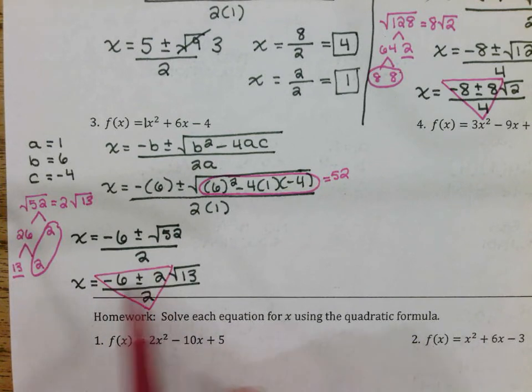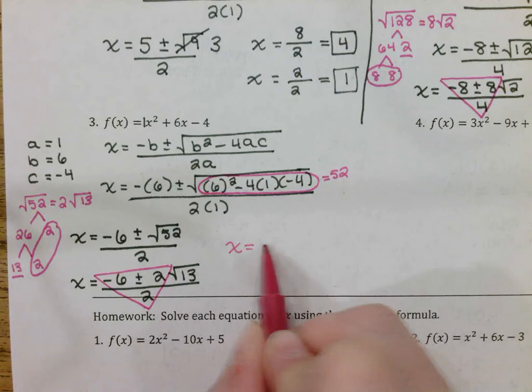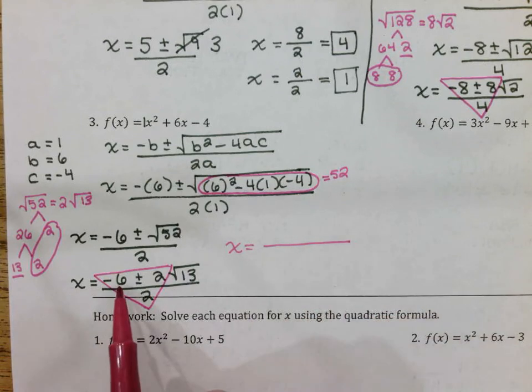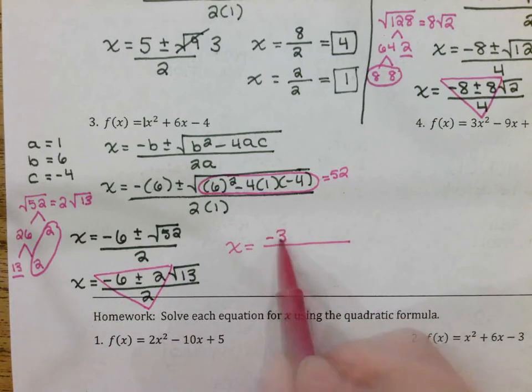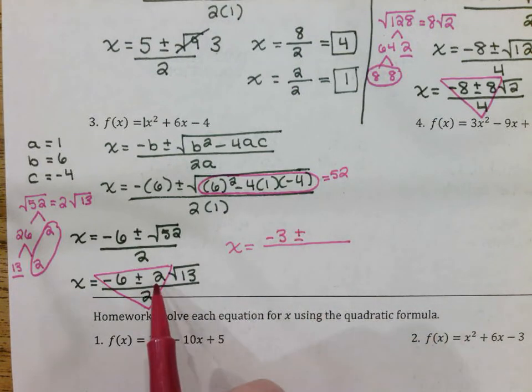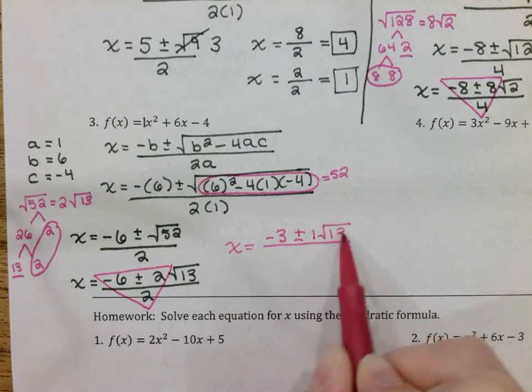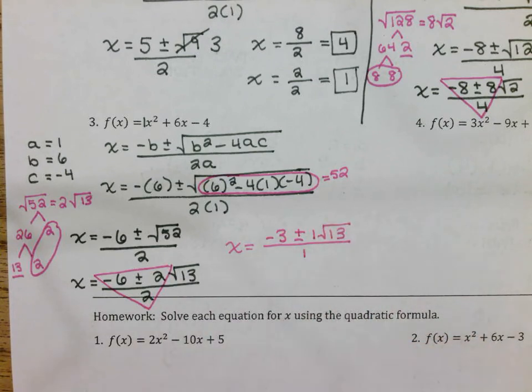So the GCF, the largest number I can divide all 3 by, is 2. So I'm going to do that. And then I'll write my final answer right here. So let's see, -6 divided by 2 is -3. I'll bring over my plus or minus. 2 divided by 2 is 1. I'll attach my square root of 13. 2 divided by 2 is 1.